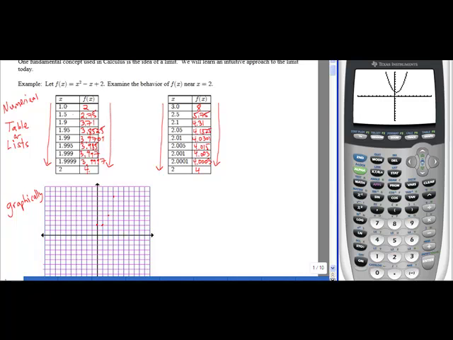And you could plug in -1 and so forth. But we know that this is a parabola, so it's going to have this shape to it. Now here's how a graphical approach works. We want to look at what happens to this graph as we approach 2.